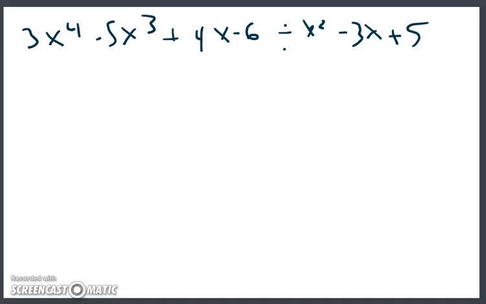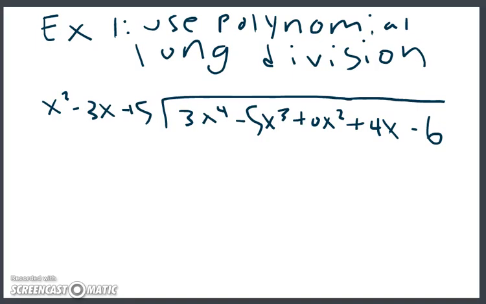In the first polynomial, there is no x squared. So to substitute for that, we will use 0. As you can see, the x squared is substituted by 0x squared. The first polynomial will go inside of the division problem, and the second polynomial will go outside.